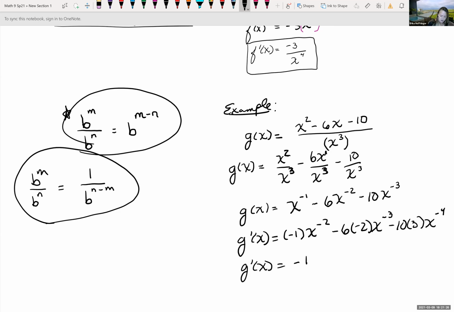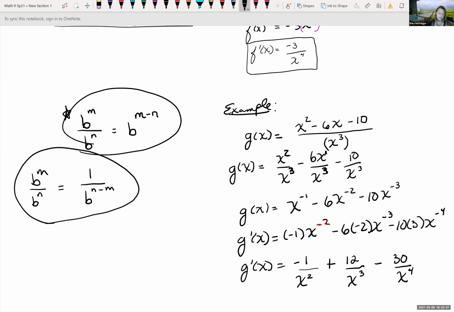Negative 3 minus 1 is negative 4. So we get negative 1. But now we're going to use that rule: if you have a negative exponent, we can bring that down to make that exponent positive. So this will be negative 1 all over x squared. Negative 6 times negative 2, so this is a plus 12. Bringing down that x to the negative 3 to make that exponent positive would be 12 over x cubed. Minus 10 times 3, so minus 30, all over x to the 4th.